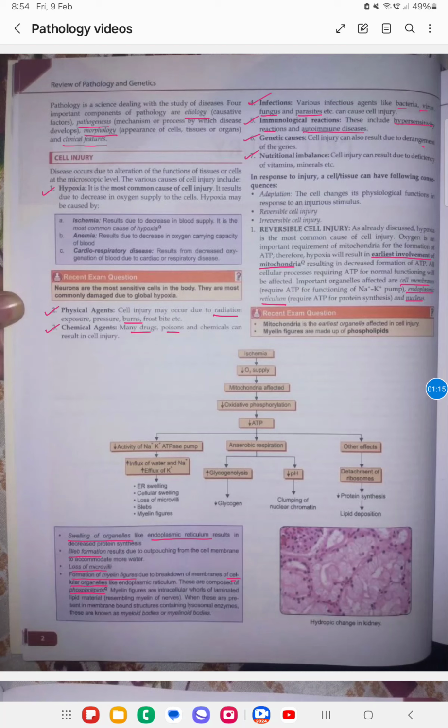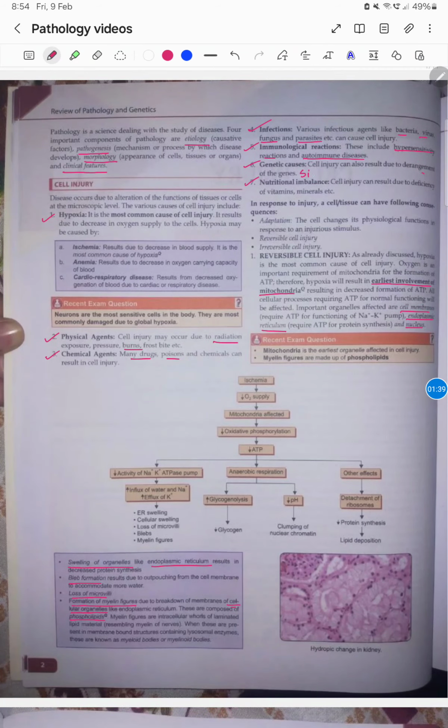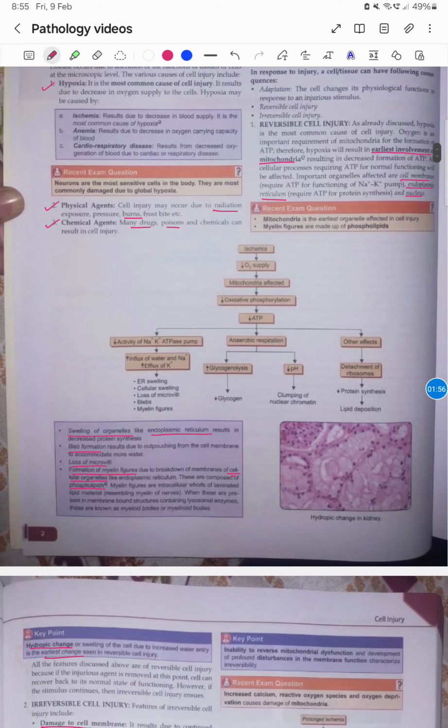Now the causes of cell injury: hypoxia, physical agents like radiation, burns, chemical agents, drugs, poisons, infections, bacteria, virus, fungus and parasites, immunological reactions, hypersensitivity reaction and autoimmune diseases, genetic causes that include sickle cell anemia, and nutritional imbalances. Nutritional imbalances include overnutrition that will lead to obesity, cancer, diabetes mellitus, and undernutrition that may lead to protein energy malnutrition.